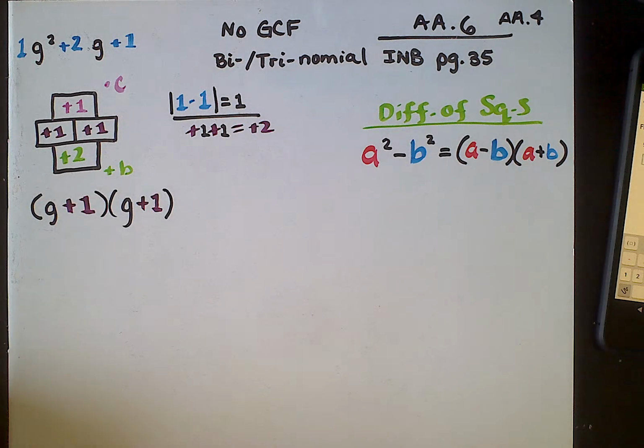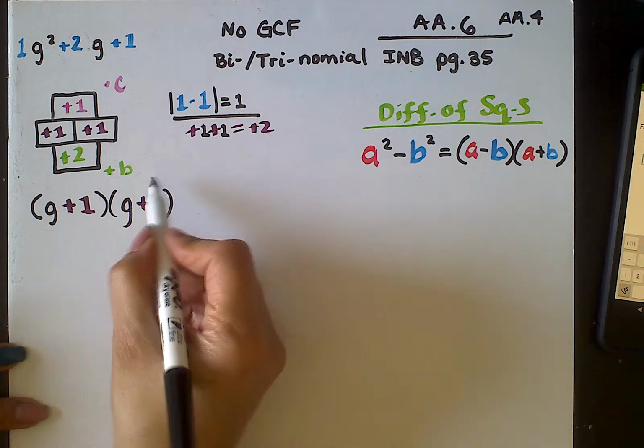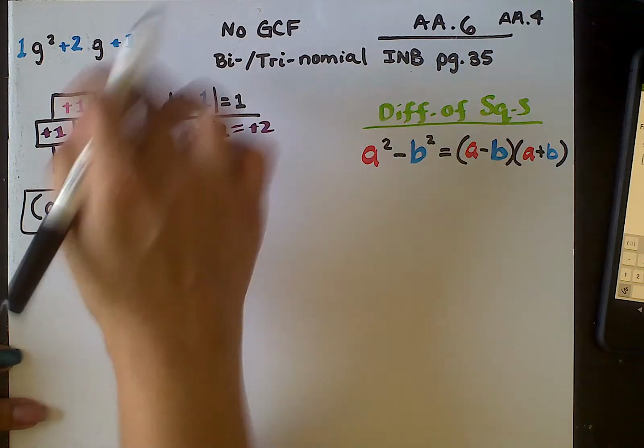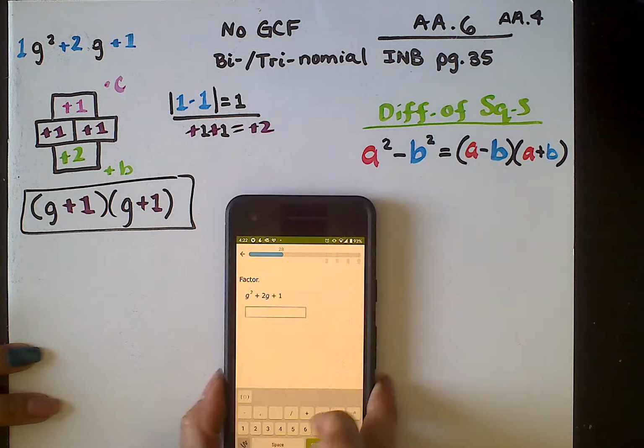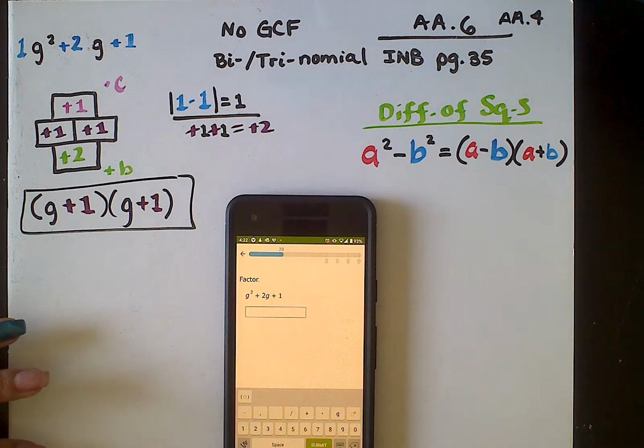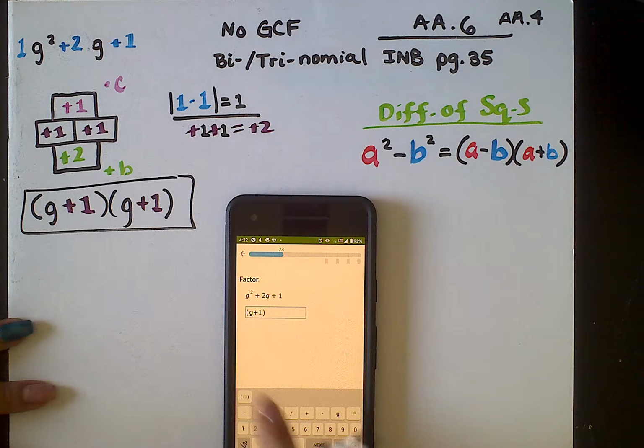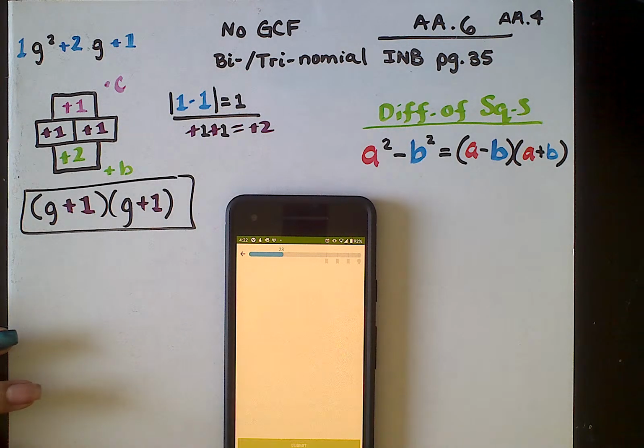Now, just like we had done before in AA1 and AA2, if you really, really wanted, you could multiply out your final answer and it should give you your original trinomial. Do you have to? No. But if you're not sure before you want to type it in, fine, get the extra practice. But I'm going to go ahead and type it in as g plus 1, and again, g plus 1. Submit.